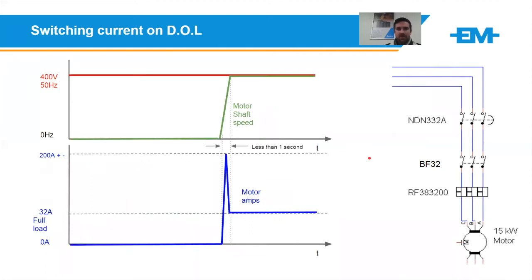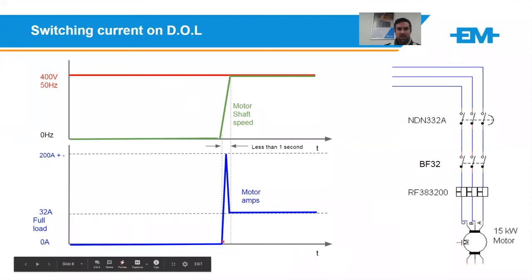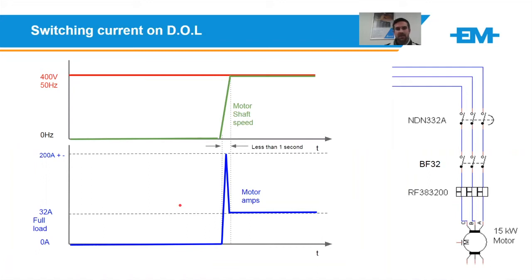Just looking at the switching current of that motor as it starts up. As the motor goes from 0 speed to its full speed, typically 1,500 RPM, it induces a large current draw, sometimes up to 10 times the motor's rated current. This is why contactors have the AC3 rating, to handle that high startup current drawn by the motor. Because at rest speed to maximum speed, it does that in less than 1 second.